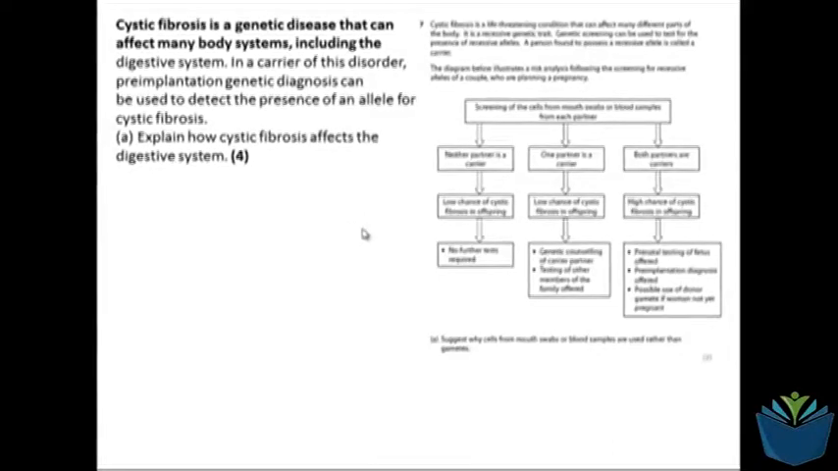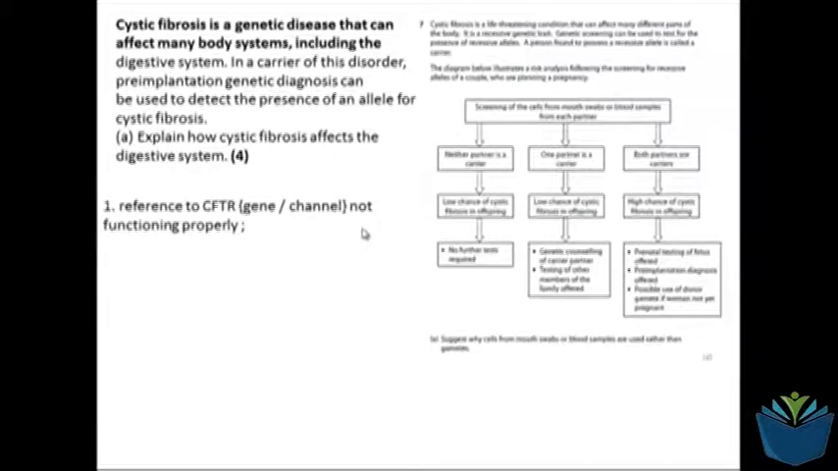So this question: cystic fibrosis is a genetic disease that can affect many body systems, including digestive. In a carrier of this disorder, pre-implantation genetic diagnosis can be used to detect the presence of an allele for cystic fibrosis. Explain how cystic fibrosis affects the digestive system. What you have to link is how the disease causes problems in your digestive areas, and particularly in areas like the small intestine and around the pancreas.